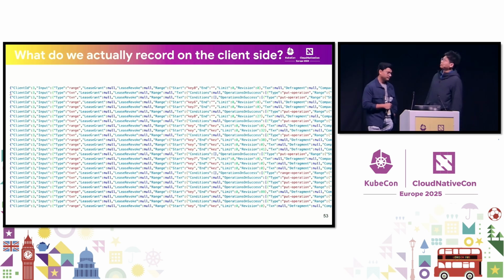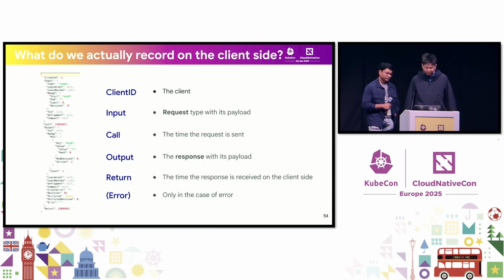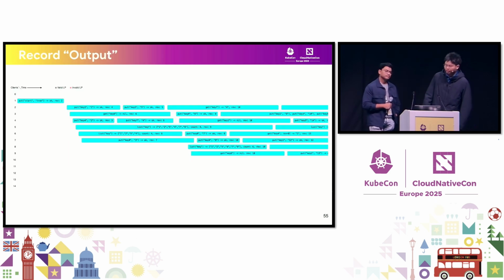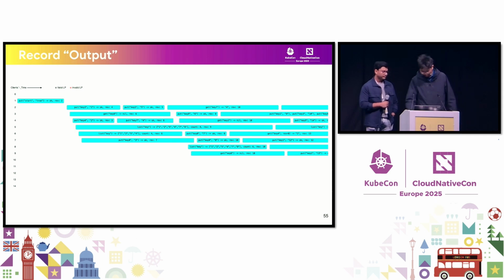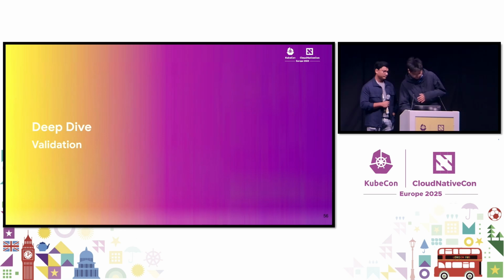And what do we actually record on the client side? It will look something like this. Let's break it down. So basically, we record the client ID, input, which is the request payload, the request time, response payload, and response time. And in case of error, we record that too. And as we have seen in the previous slides before, this is how we can represent it. So for each client, you can lay out the events in this visualization. And we will have to run the validation basically on this.